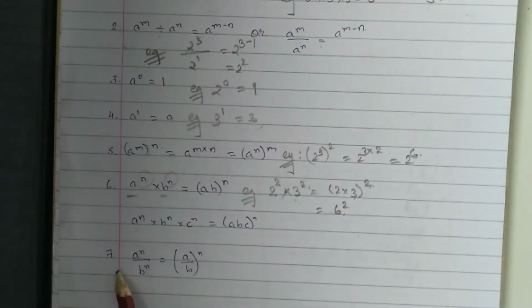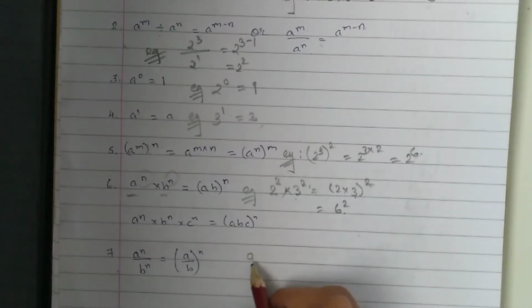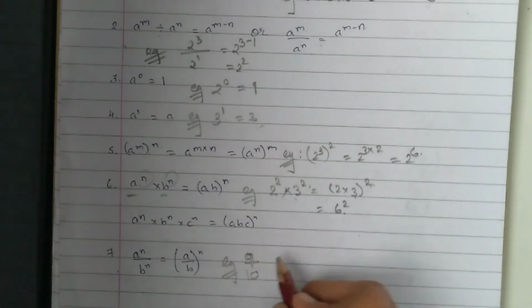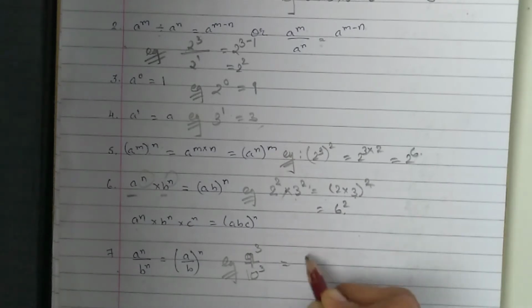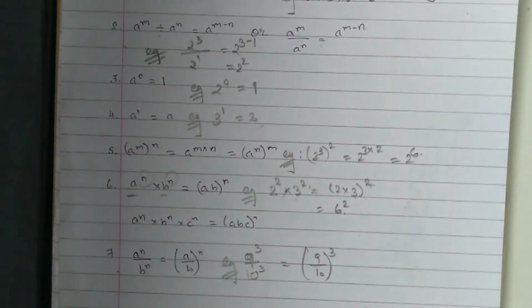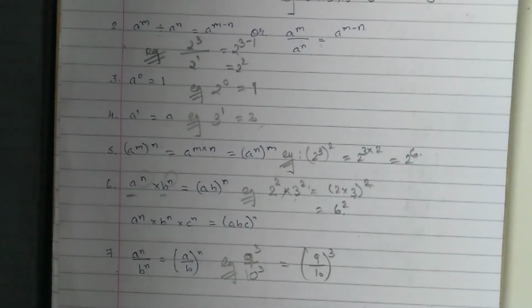And seventh one: a raised to n upon b raised to n equals a upon b, whole raised to n. So what we can do, for example, 9 raised to 3 upon 10 raised to 3. We can write it as 9 upon 10, whole raised to 3. In this way we can write it down.